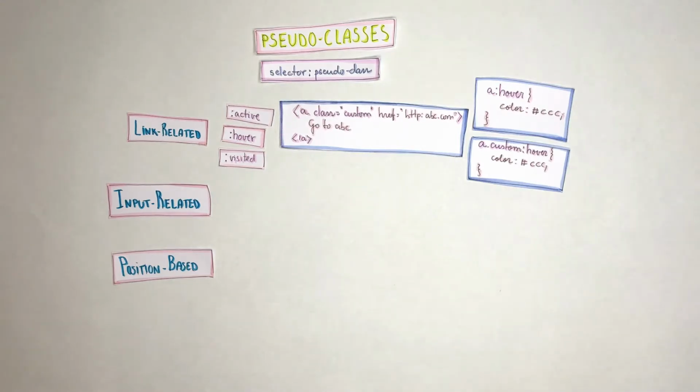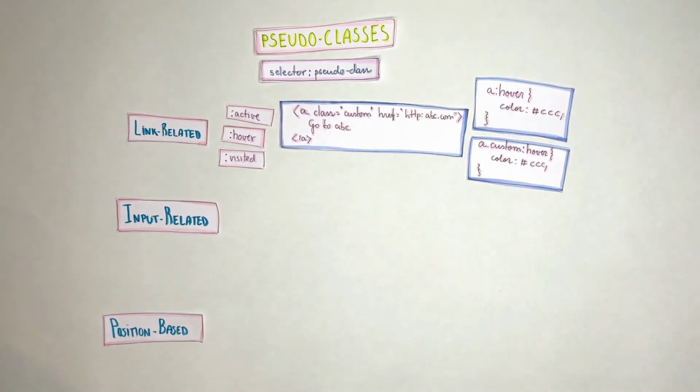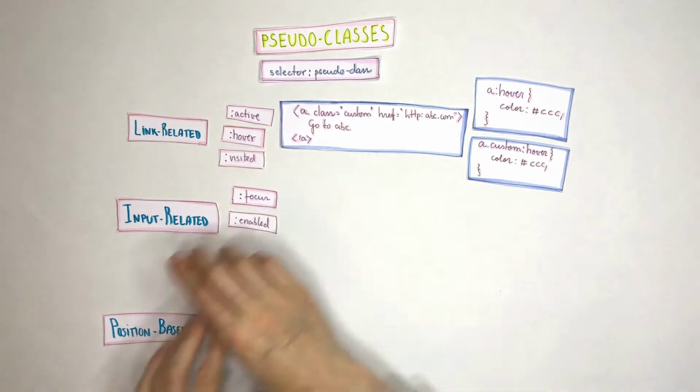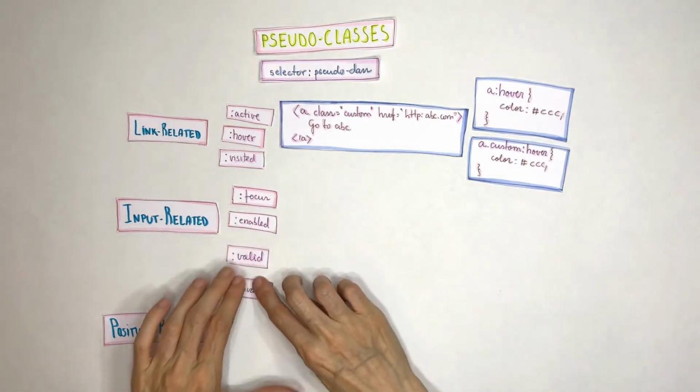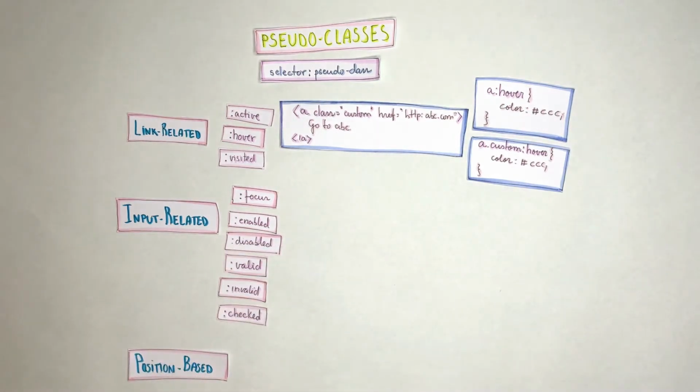Link-related pseudo-classes are mostly used with links, but some of them can be used with other elements that accept mouse interactions, such as buttons or images. The next type of pseudo-classes we are going to see are the input-related pseudo-classes, and some of them are focus, enabled, valid, invalid, disabled, and checked. Those selectors are mostly used with forms, so we are going to talk in more detail about them when we talk about forms. But now I want to show you how to use them.